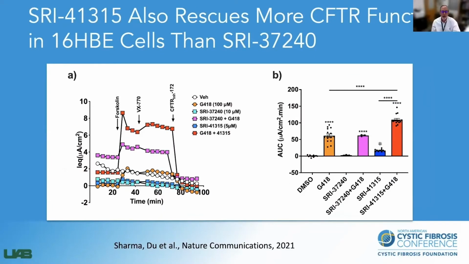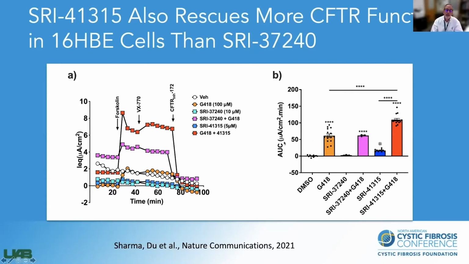All right, so then the question became, does this extrapolate to the CFTR activity? So here is equivalent currents, and you can see that not much is going on with 37240 or 37240 plus G418. However, 41315 is giving us a little bit of a signal. And then when we go to G418 plus 41315, we get a stronger signal.